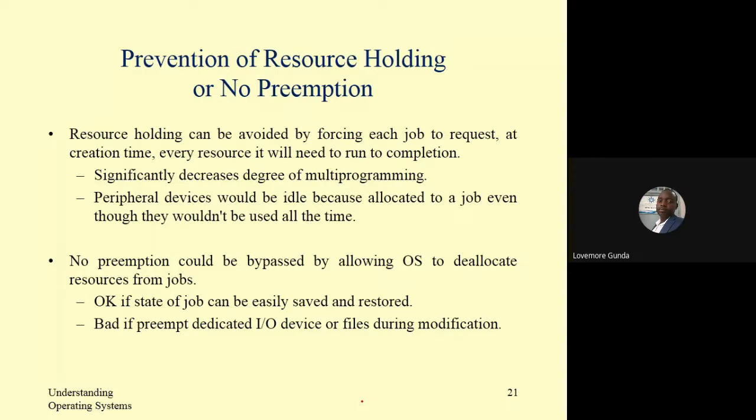And this is easy if the state of the job can be easily saved and restored, but it is bad if you preempt dedicated devices or files during modification. So in this situation, we're just saying, when a process is running and is holding a resource and it has been blocked by another situation, then the operating system can choose to take away that resource, give it to another process that will use the resource and complete.